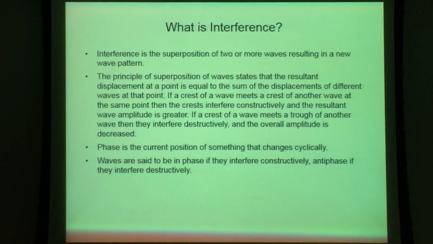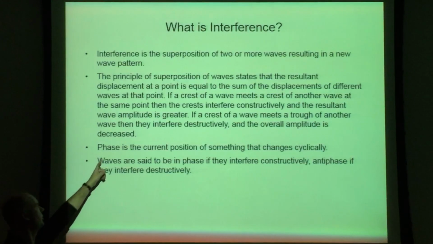But it basically says that in a superposition of waves, the resultant displacement at a point is equal to the sum of displacements of different waves at that point. So if a crest meets a crest, then you double the displacement. If a crest meets a trough, then you have 0 displacement. And if a trough meets a trough, then you have double the displacement.